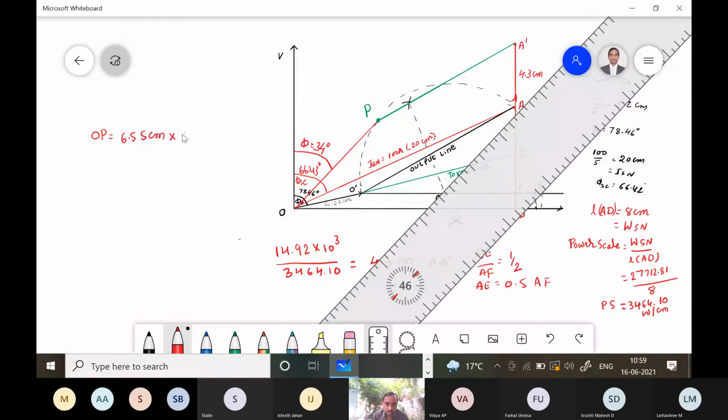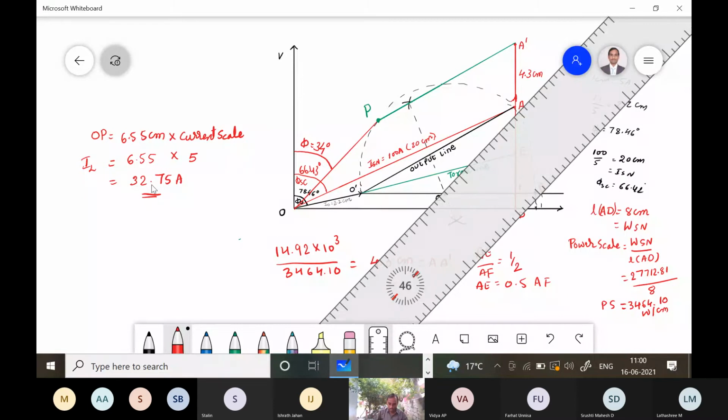So multiply by the current scale. Current scale is equal to each 5 ampere is equal to 1 centimeter. Therefore 6.55 multiplied by 5 gives the length of OP, that is equal to line current IL. Calculate it, how much is it? 32.75 ampere. So this is the line current that we have calculated now.